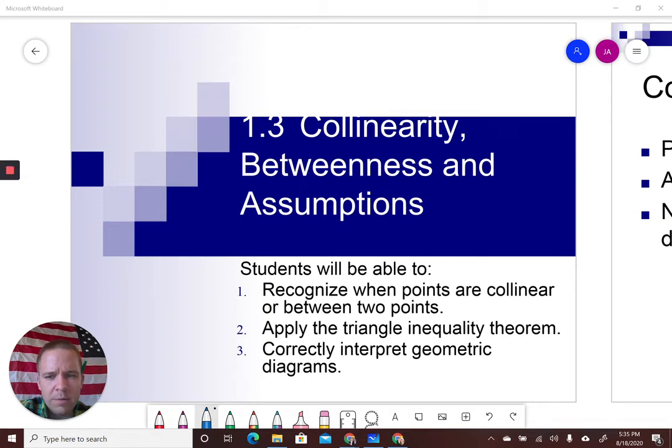All right. Third section here in honors geometry. Now we're going to be talking about collinearity, betweenness, and assumptions. That last one's a big one. What can we assume? What can we not assume in geometry? Because it can be very easy to just assume things from diagrams when we really cannot. All righty, so let's hop to it.